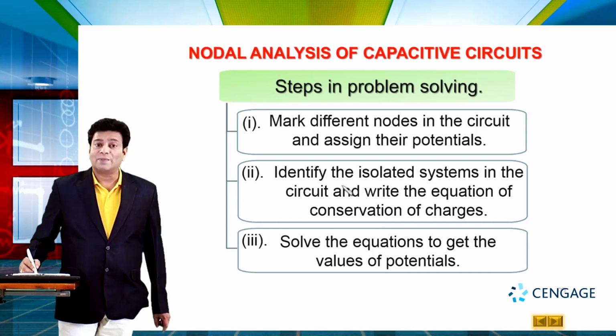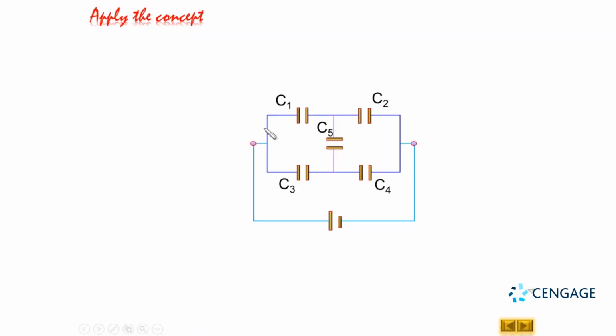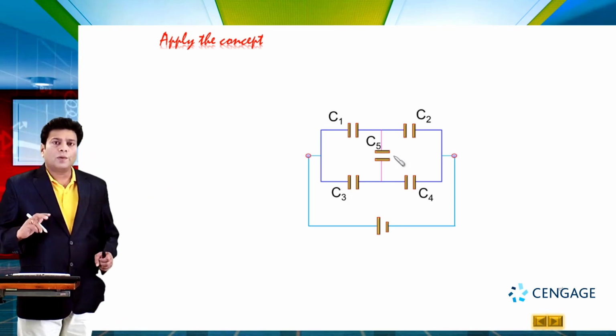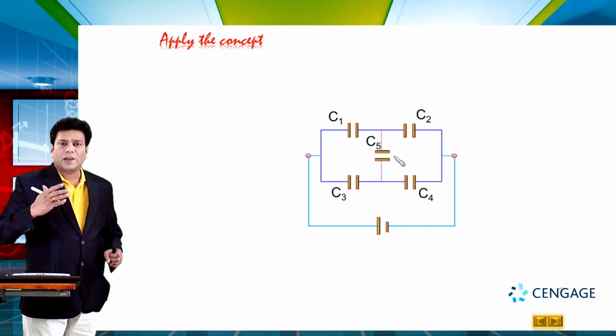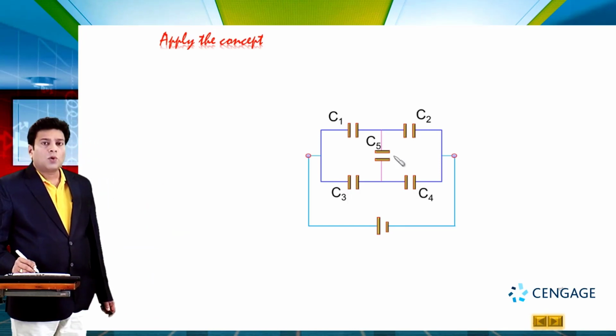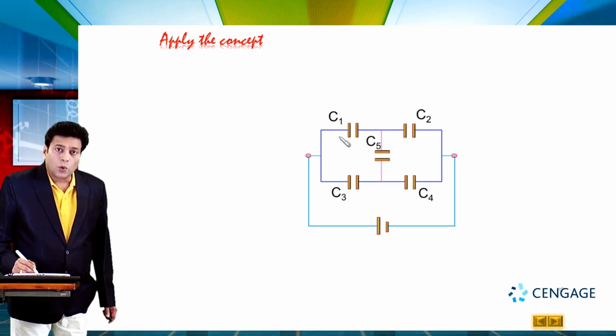Now let us learn this method through some illustration. We have 5 capacitors and 1 battery. The EMF of the battery is E, and we need to find the potential difference across the capacitor C5. We can solve this problem using Kirchhoff's law also. But if we use Kirchhoff's law, we may need to solve many equations and the process becomes lengthy. So here we will learn how to solve this problem by using nodal analysis.